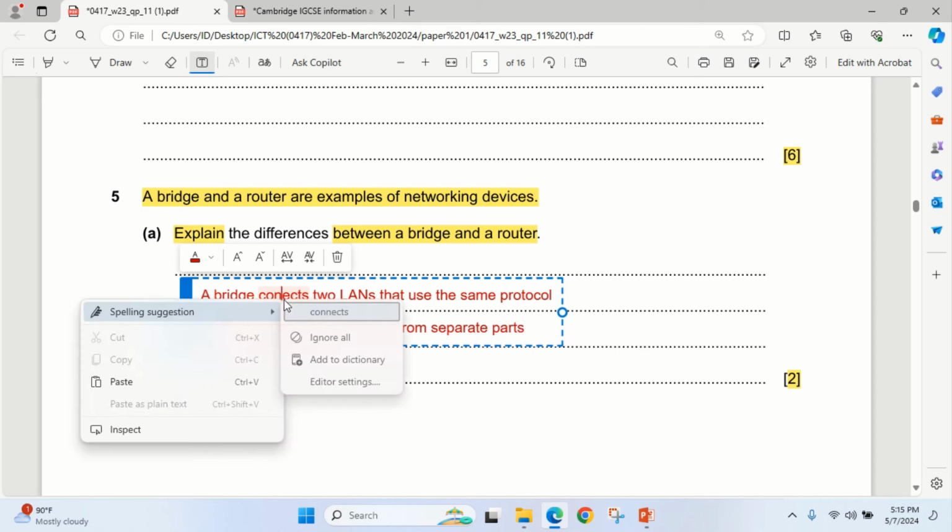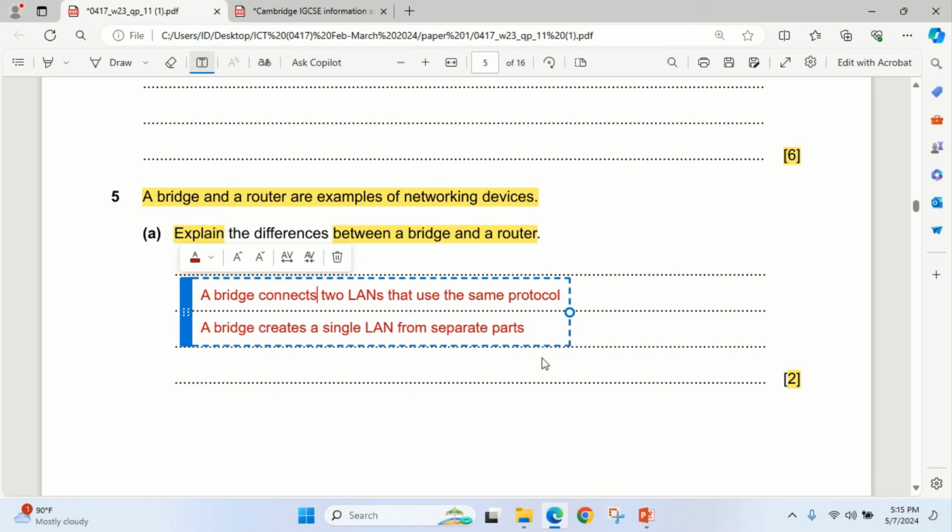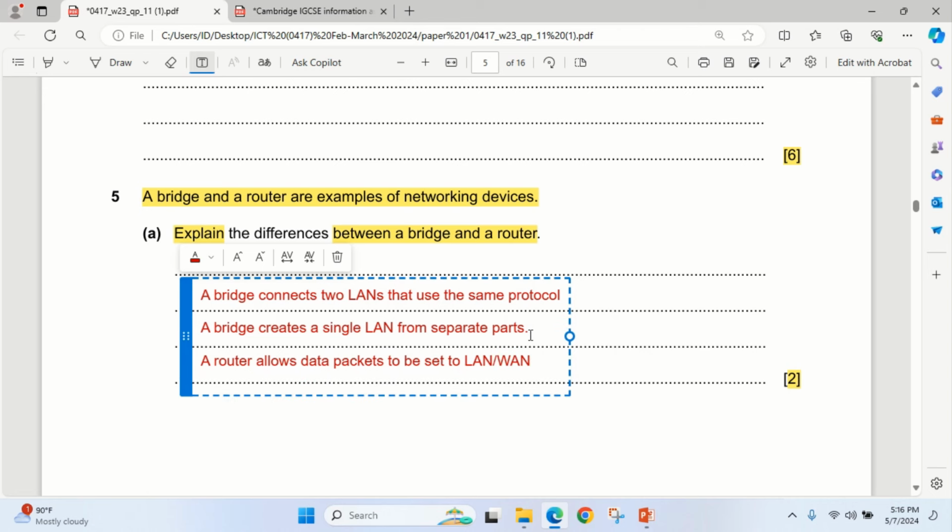Then you can say for a router, on the other hand, a router allows data packets to be sent to either a LAN or a WAN. And you can conveniently say that a router connects a LAN to a WAN.